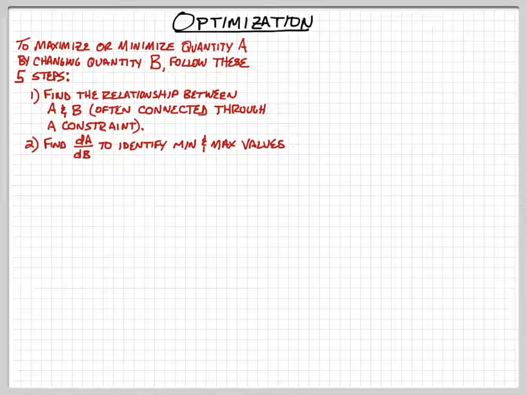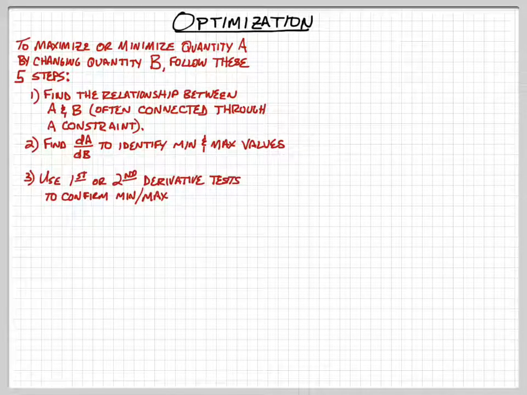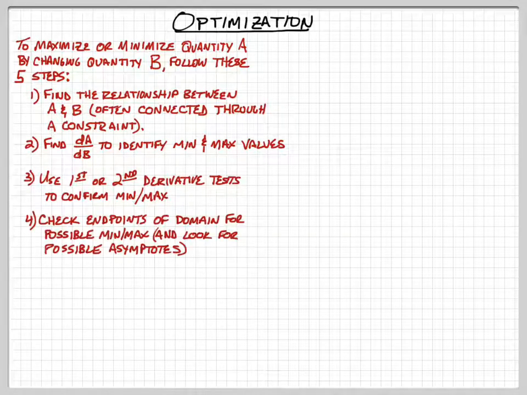The second step is to use the first derivative to find or identify any minimum or maximum values. Then we're going to use the first or second derivative test to confirm whether these are minimum or maximum values. And then we're going to check any endpoints of the domain for possible minimums or maximums. And we can even look for asymptotes, depending on the type of function.